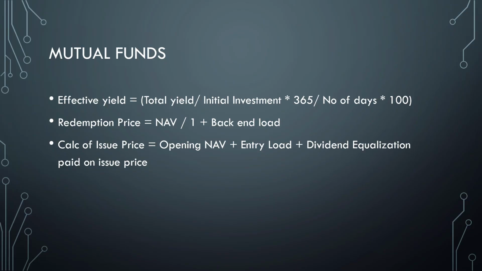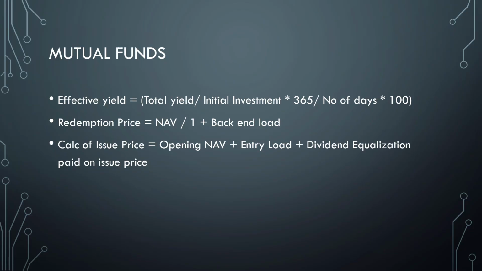If you do that, the difference between that final value minus initial investment will give you one yield. If you add the dividend, if anything is given, that is the total yield. So total yield by initial investment into 365 by number of days into 100 will give you the effective yield. Be very careful because it's 2024, so watch what the question specifies on 366 days. Just ensure you don't lose marks on minute things.